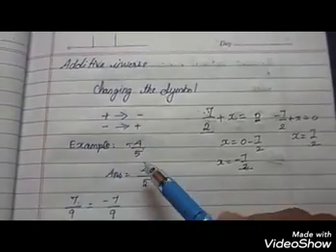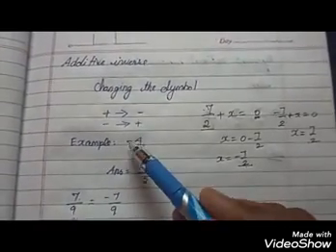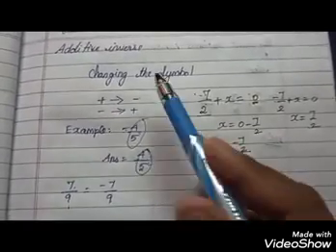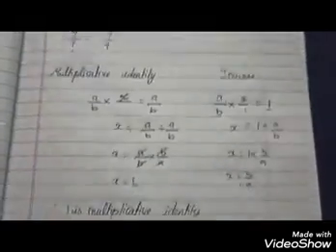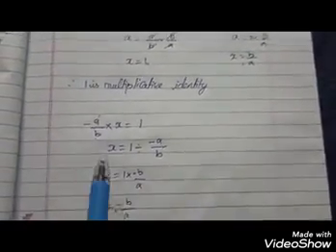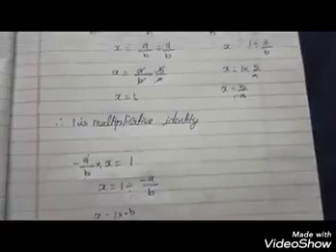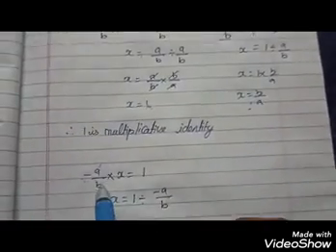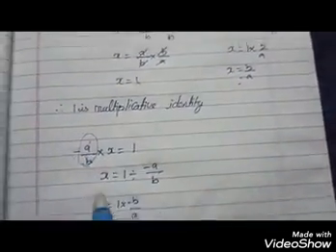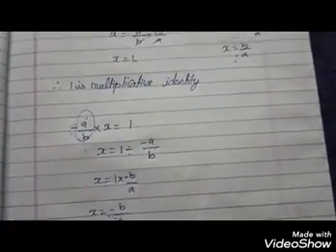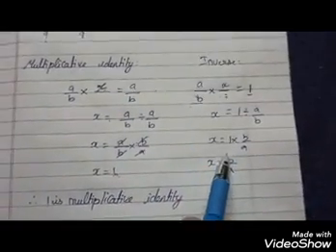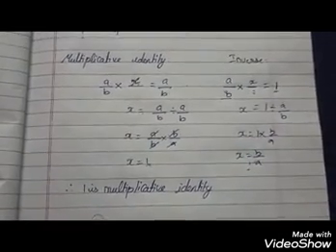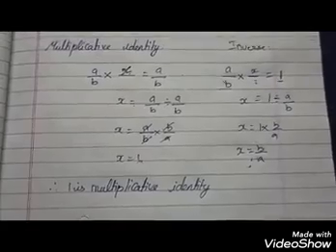Only negative becomes positive, positive becomes negative. The value doesn't change. There is no reciprocal of the value in additive inverse. But in multiplicative inverse, negative stays negative, positive stays positive, but you need to take the reciprocal of the number. A by b becomes b by a. Okay, this is the difference between multiplicative inverse and additive inverse.